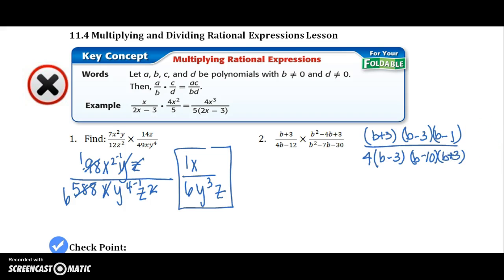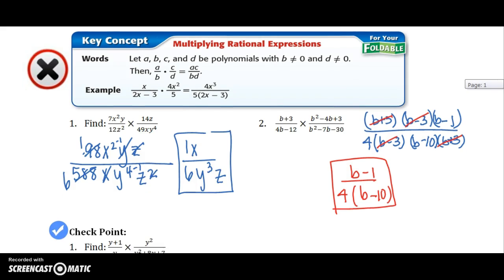Now I'm ready to see what will cancel. B minus 3 cancels with B minus 3, B plus 3 cancels with B plus 3, and I'm left with B minus 1 over 4. Then you can just leave it B minus 10. You do not have to distribute. You can leave it in factored form. Alright. And by the way, we did not talk about the excluded values, but it's understood that our denominator is not 0.